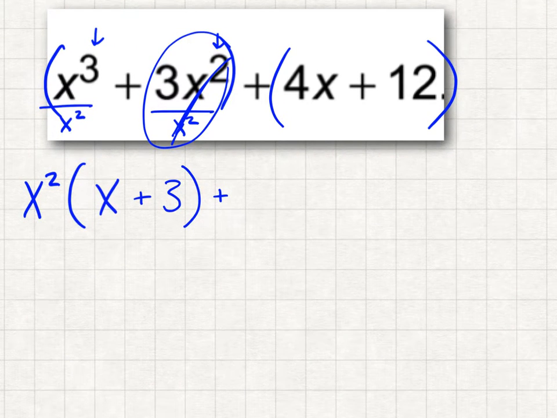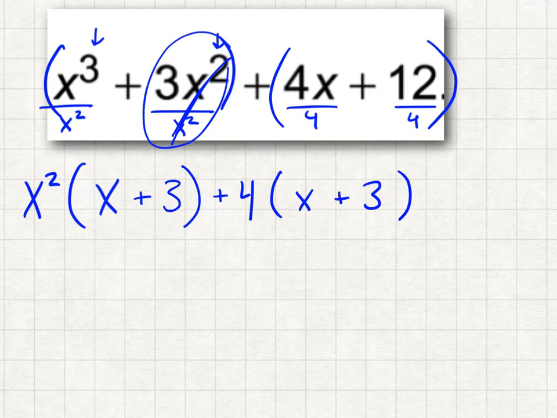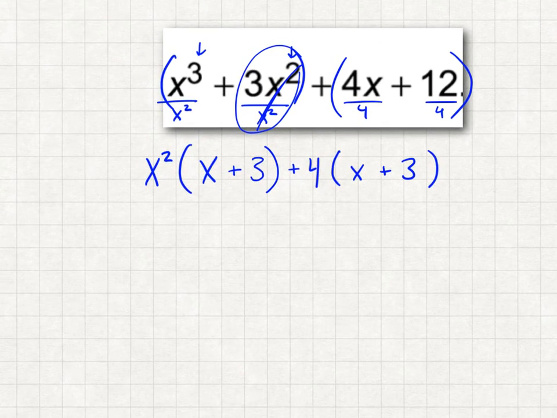So let's look at our second group. Is there anything in common between 4x and 12 that we can take out? 4. Awesome. So we're dividing both of these numbers by 4. We're taking out a 4, so 4 goes on the outside. What are we left with on the inside? X. And then what's 12 divided by 4? 3. So our goal was to get the inside parentheses to be the same thing. So they're the same thing. So that's step 1. We always have to make sure that these are the same.